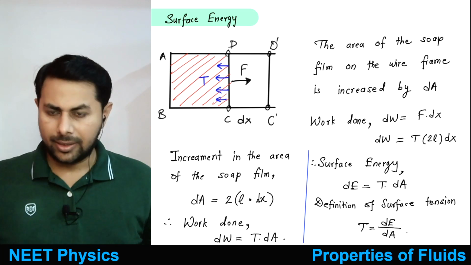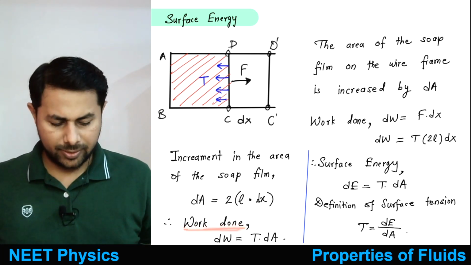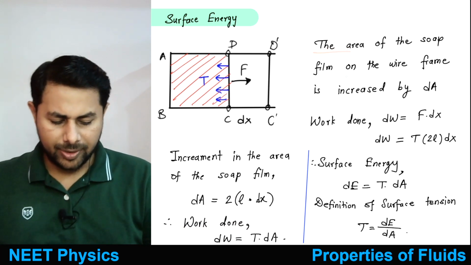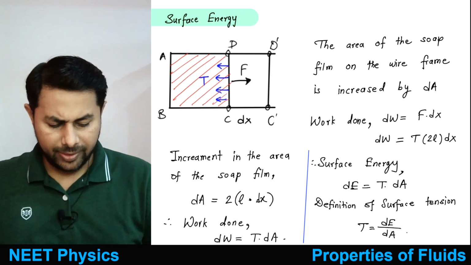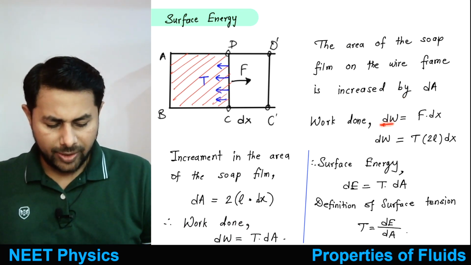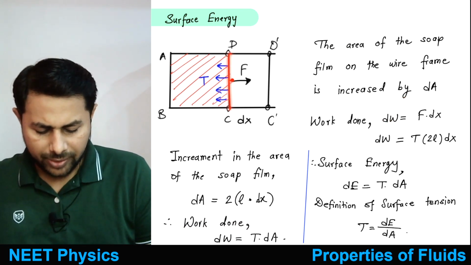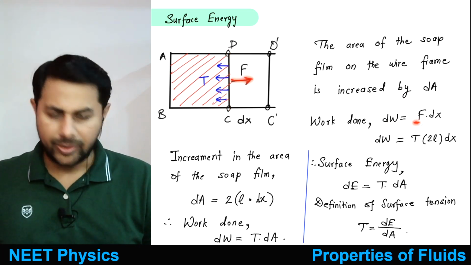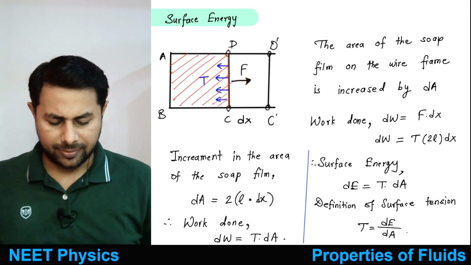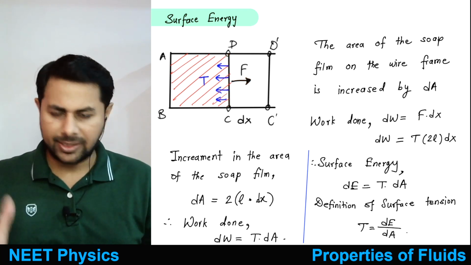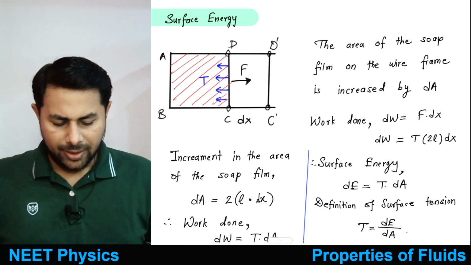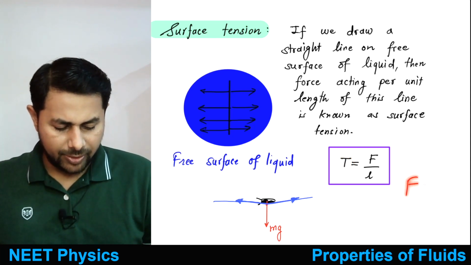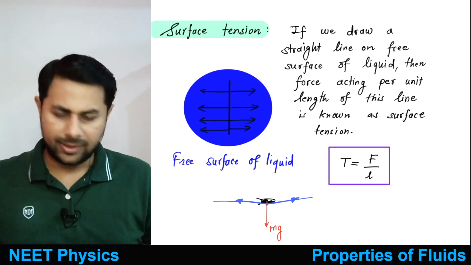Okay, and therefore the work done. Now let's talk about the work done in this process. The area of the soap film on the wire frame is increased by dA. You need to exert some force in this direction. So force is equal to what? The surface tension multiplied by length. We just saw that surface tension is equal to force upon length, so force is equal to surface tension multiplied by length, T times L.